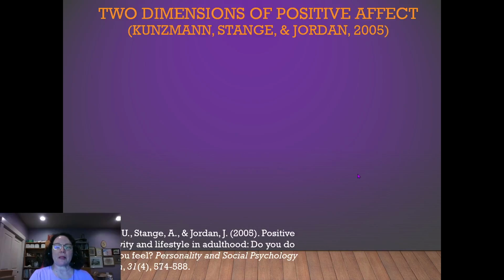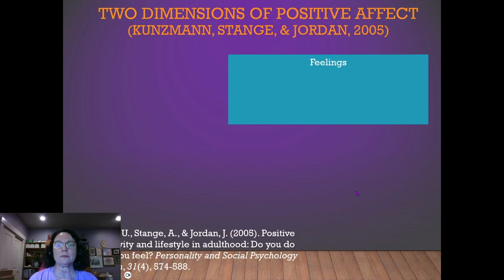All right, so I'm going to introduce to you this model that Kunzman, Stange, and Jordan generated in 2005 to try and explain positive affect. Affect is another word for emotion. So they argue that there are two dimensions to positive emotion or affect.